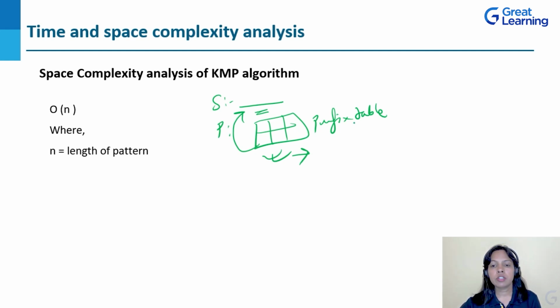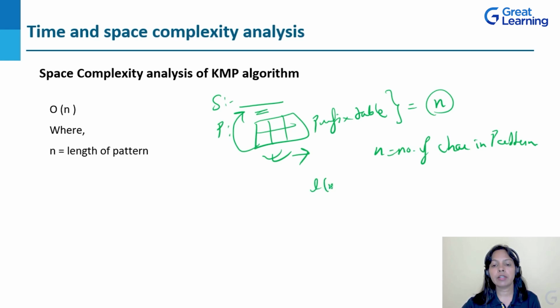So the space taken by the prefix table will be n, if suppose n is the number of characters in the pattern. Or I can say if the length of the pattern is n, then the table will take n space to be stored. And the string will not take any space. At the runtime itself, one character can be fetched and it can be executed. So the space complexity for KMP algorithm is big O of n.